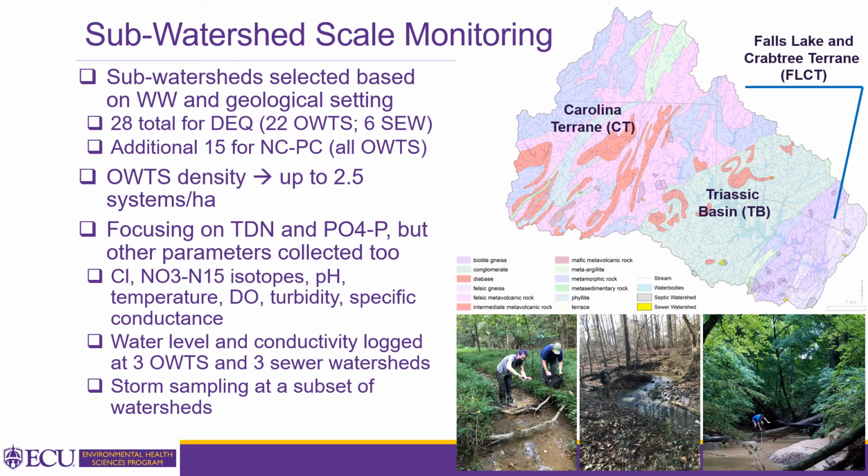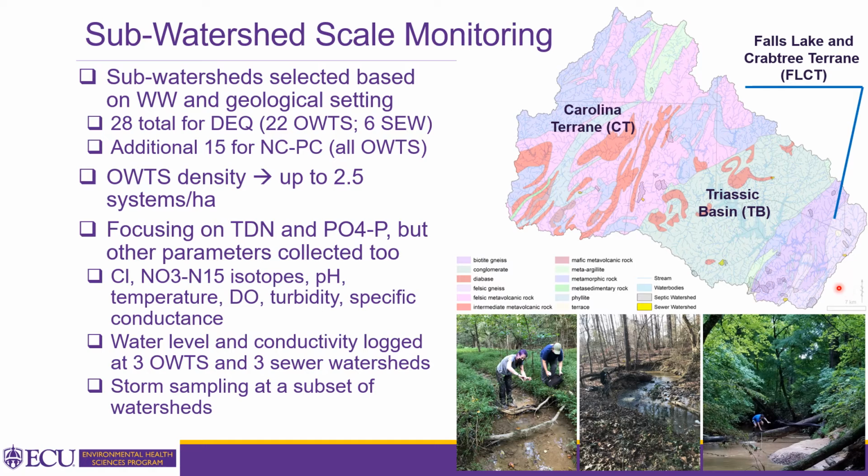So switching gears a little bit, we're going to be talking about the sub-watershed scale monitoring efforts. For these efforts, we needed to select sub-watersheds based on wastewater treatment approach, septic or sewer, and also geologic setting. So we located 28 sub-watersheds for the DEQ funded portion of the project, which included 22 septic watersheds and 6 sewer watersheds spread throughout the Falls Lake Basin here. There are a few in the Triassic Basin, which we have data from past studies on, so we wanted to focus more on the Carolina terrain and also the Falls Lake and Crabtree terrain.